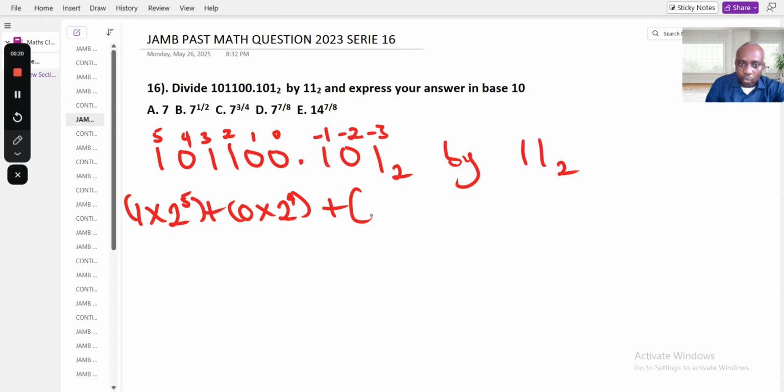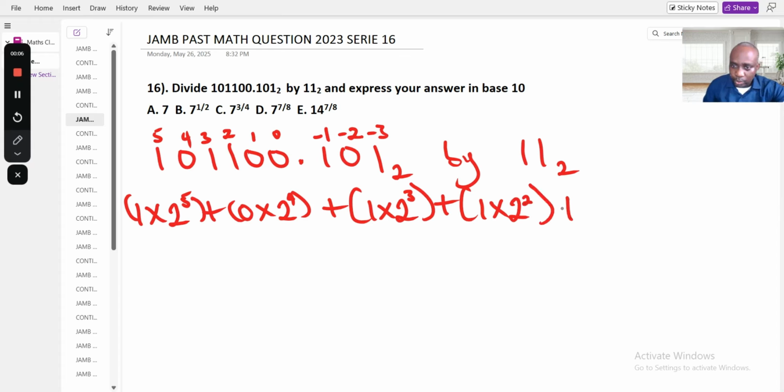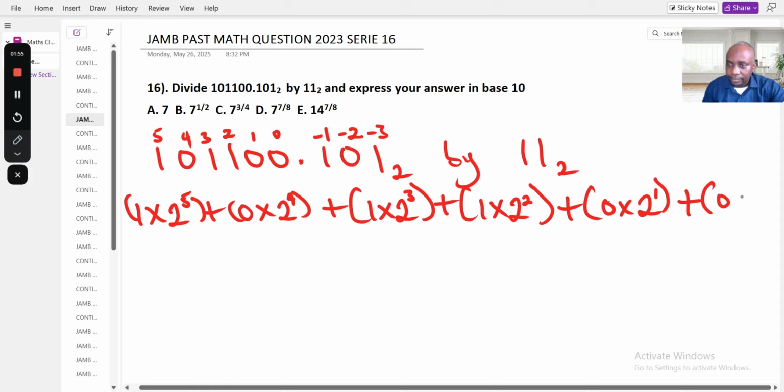What is after it? 1. 1 multiplied by the base. What is under the base? 3. 3 at the top. Plus again. 1 again under the 2. 1 multiplied by the base. What is 2? You put 2 again. What is it again? Is 0. 0 multiplied by the base. What is under it again? Is 0 again. 0 multiplied by 2 raised to the power 0.